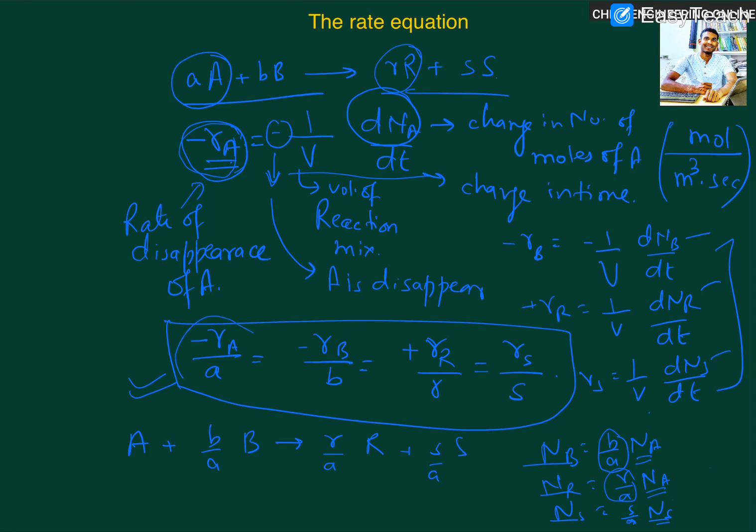You will get an equivalent equation with respect to minus Ra over a. I will show you once how. Suppose minus Rb equals minus 1 over V. If you replace Nb, this will become b by a and dNa over dt. So if you take b to this side, this will become minus Rb over b, and here it will remain minus Ra over a. Similarly, you can compare with Nr and Ns. You will get minus Ra over a with respect to b this, with respect to r this, and with respect to s this equation. So in this way we have covered the rate equation.